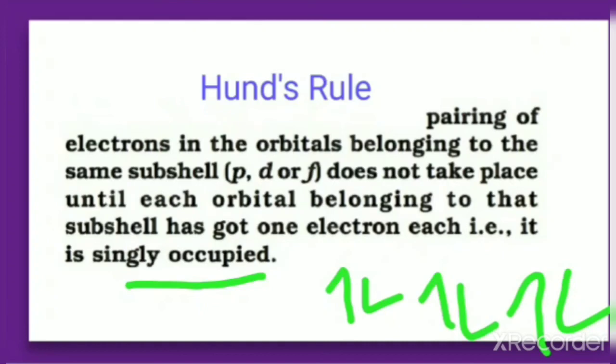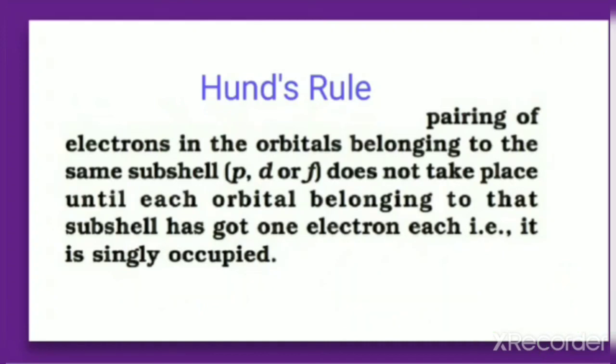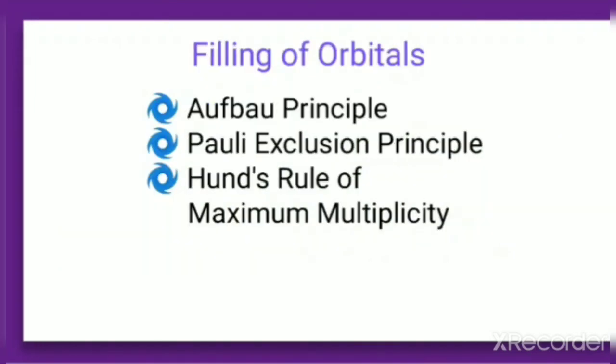So in this video we have discussed the three rules which govern the filling of electrons in the orbitals. The Aufbau principle says that the electrons are filled from the lower energy orbital to the higher. The Pauli exclusion principle says that a maximum of two electrons can be accommodated in an orbital, one clockwise and the other anti-clockwise. And Hund's rule says that all the orbitals of the same energy should be singly occupied, then only the pairing starts. This is all about these rules.